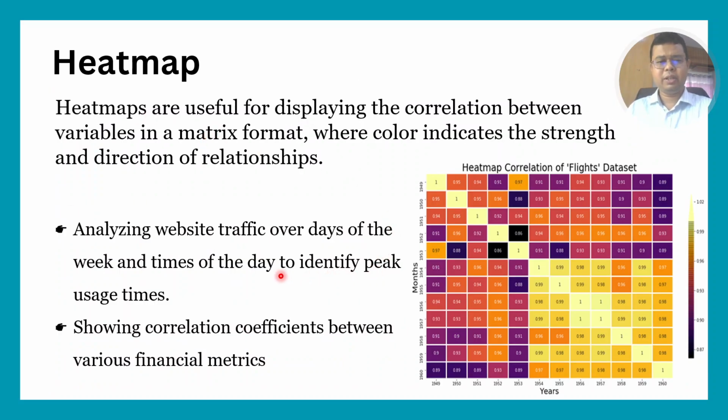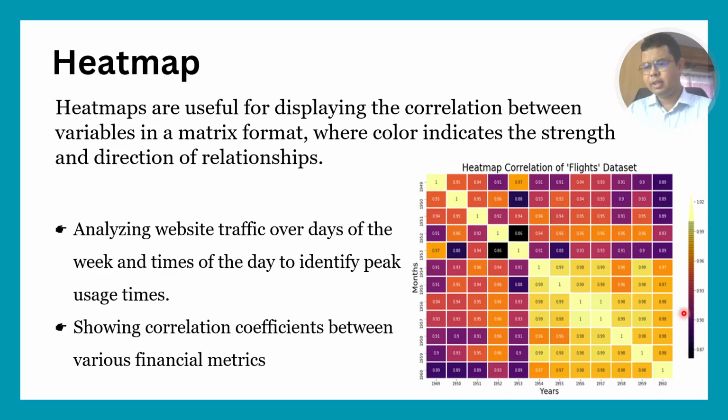So heat map. Actually, when we would like to display the correlation between variables, or among the variables, in a single matrix format, then we can use the heat map, right? For example, analyzing web traffic over days of the week and time of the day to identify peak usage time. Here, actually, the example is different, right? So this is the year and month. On the x-axis is the year, and on the y-axis are the months, right? So this is the heat map correlation of the flights dataset.